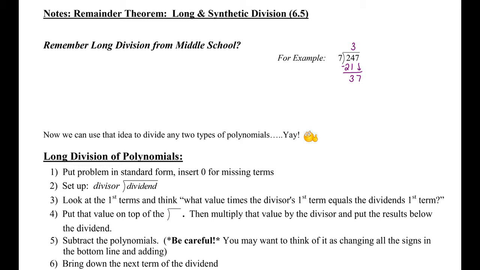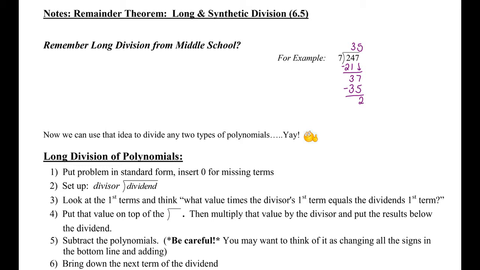Now I need to think, how many times does 7 go into 37? Well, it goes into it 5 times. 7 times 5 is 35. So I put 35 down, and we're subtracting. I have 2 left over. 7 cannot go into 2, so 2 would be my remainder. So your answer is 35 with a remainder of 2.